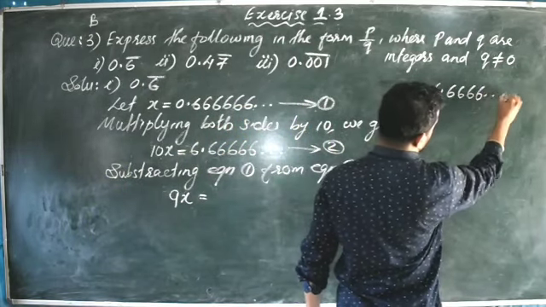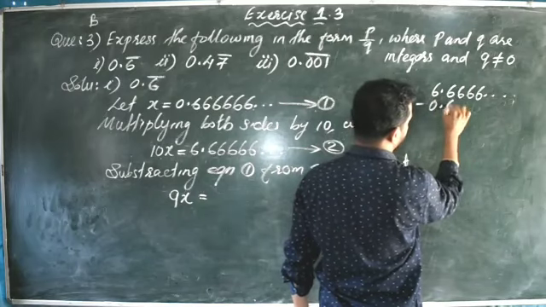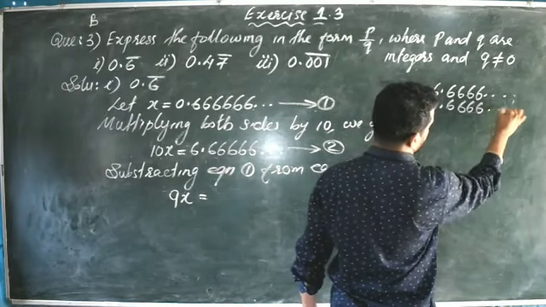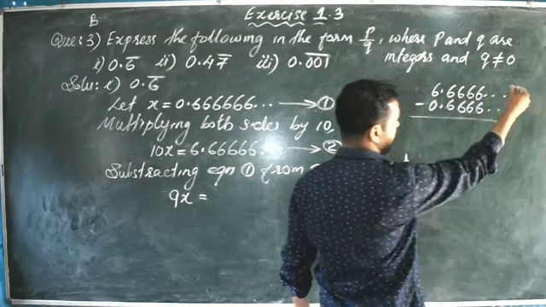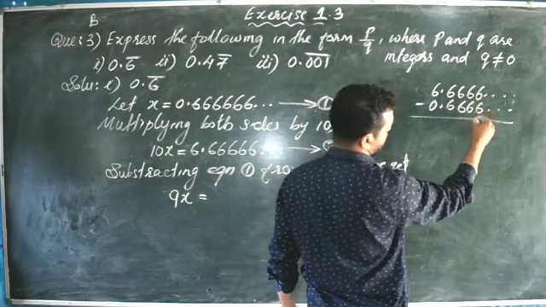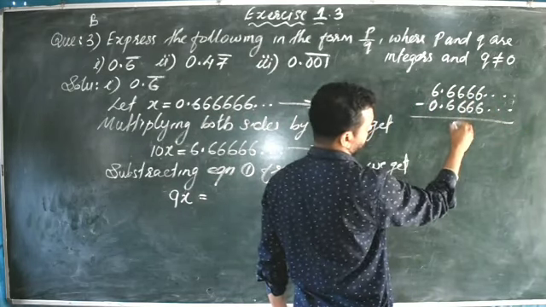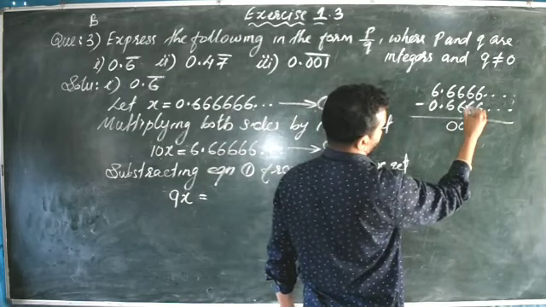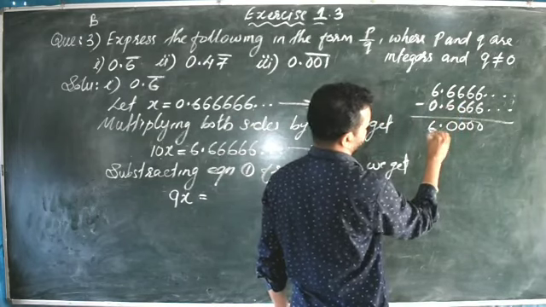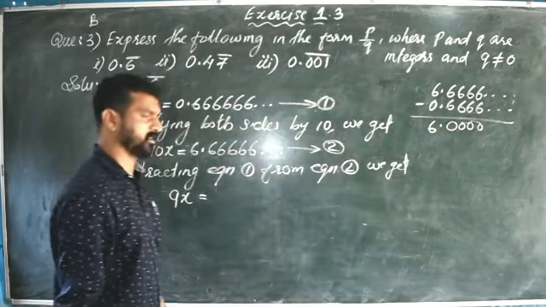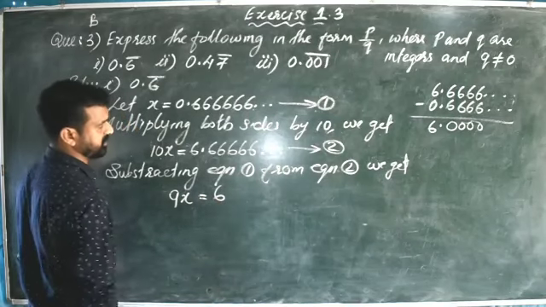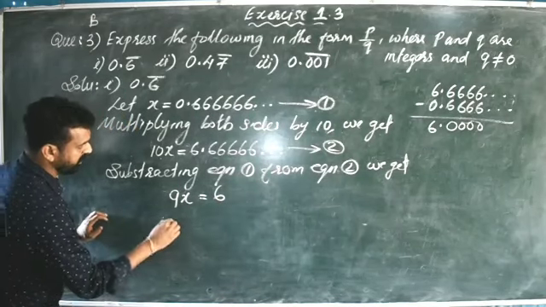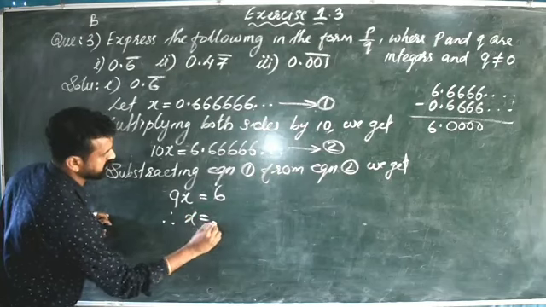6.6666 etc. minus 0.6666 etc. Then on the right hand side, all it is 6. 6 minus 6 is 0. Only zeros you will get here. 6 minus 0 is 6. 6.0000 means 6. What is the answer? That is 6.